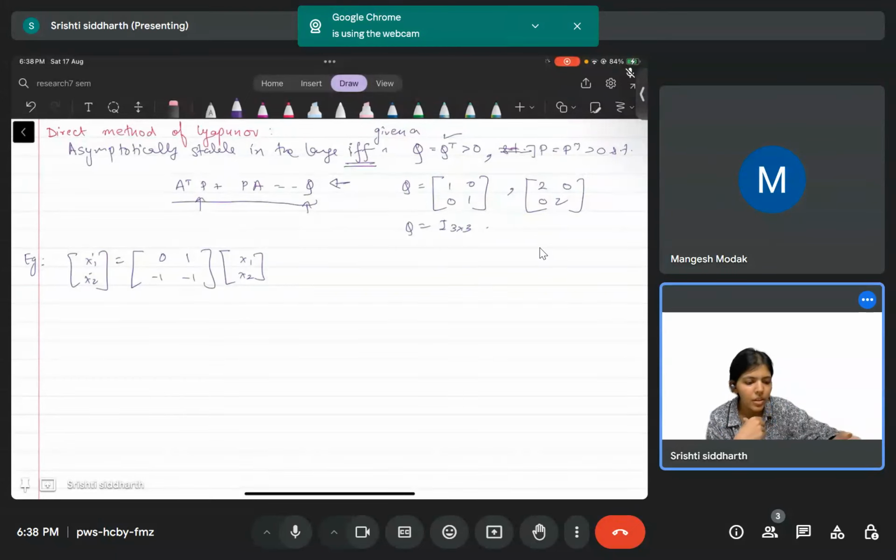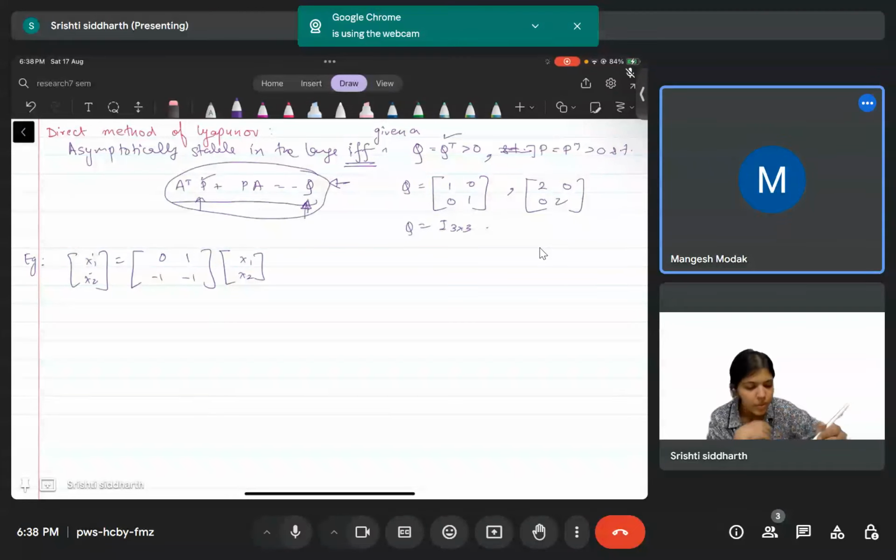No, I mean, we choose a matrix Q, for example, identity or something. And if this equation can be solved by a positive definite and symmetric P, then the system is stable. A different Q, yes.